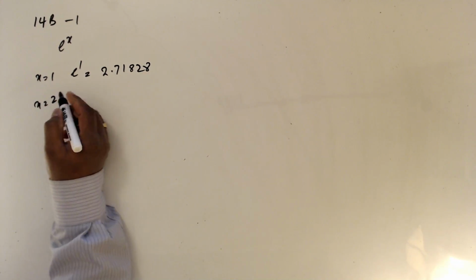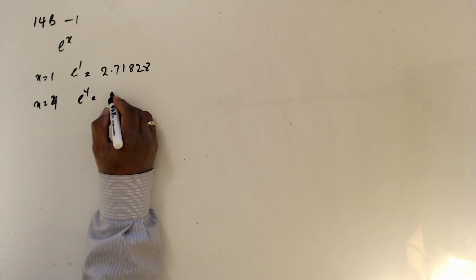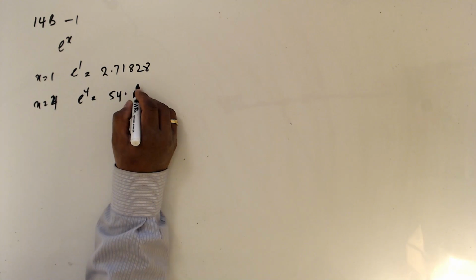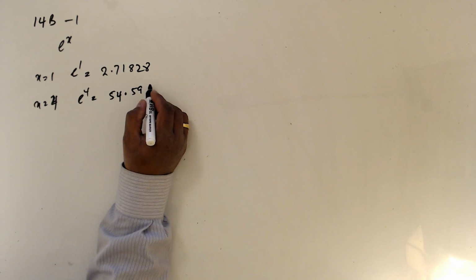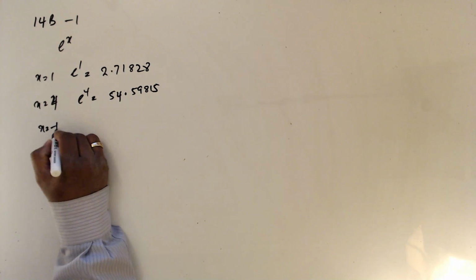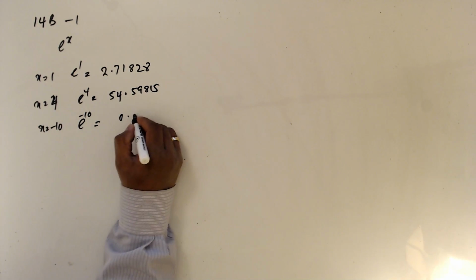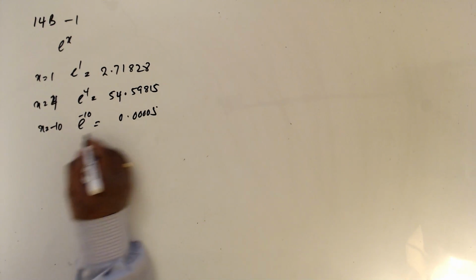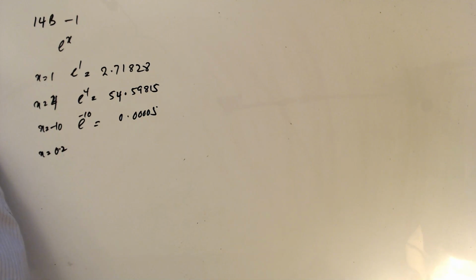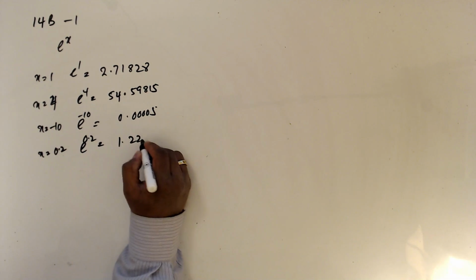So x equals 4, e to the power 4, that is going to be 54.59815. When x equals minus 10, e to the power minus 10 is going to be 0.00005, and x equals 0.2, so e to the power 0.2 is 1.2214.